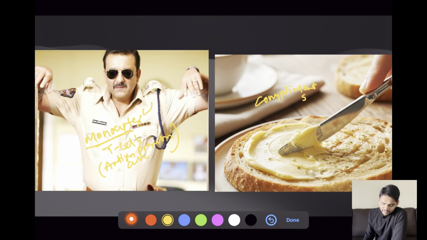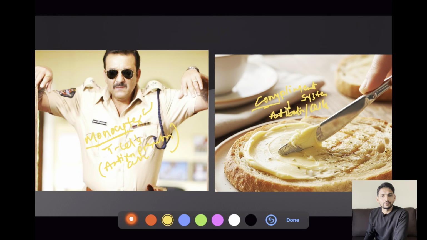The complement system is doing what? It is buttering the pathogen so that it will become tastier for whom? For the antibodies or adaptive immunity cells, so that they will clear it more efficiently. So this was the action of the complement system. So adaptive immunity is getting help from innate immunity.